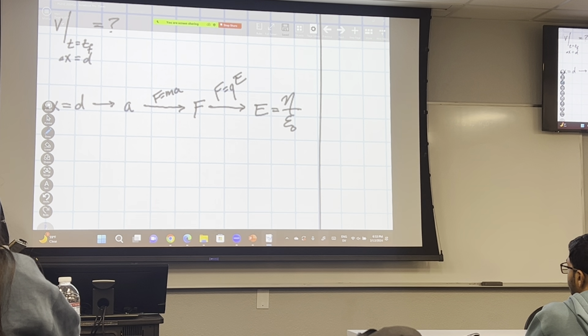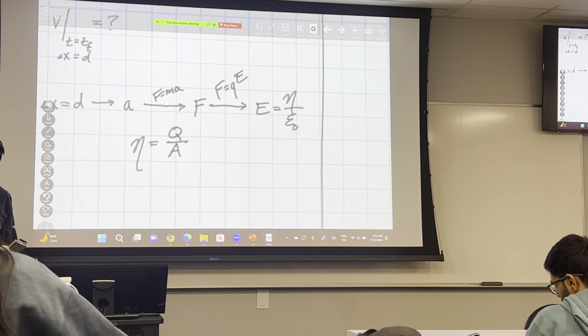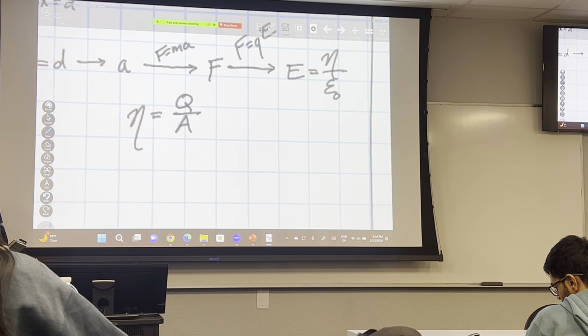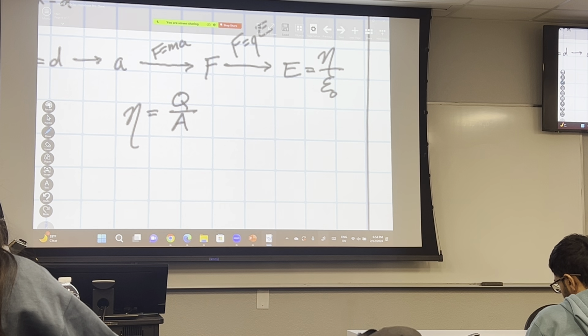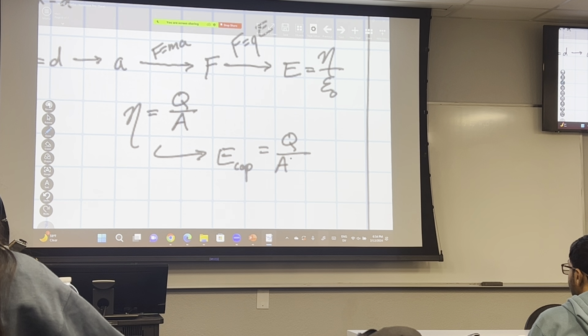Well, what is eta? That is the surface charge density. It's similar to lambda. We talked about this before. Meaning, the electric field of a parallel plate capacitor is simply Q over A epsilon naught.